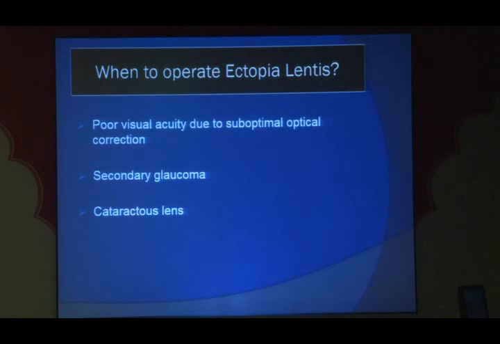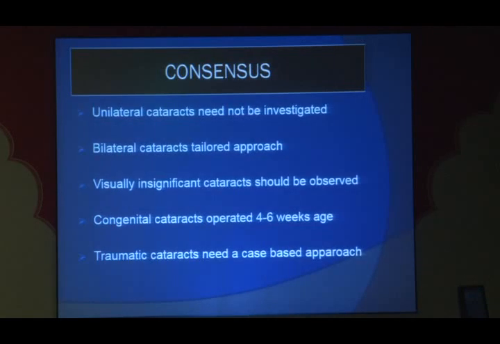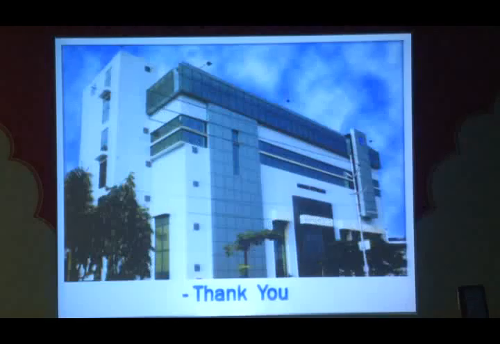Only when the refractive error cannot be corrected using glasses or contact lenses, or the child has secondary glaucoma or a cataractous lens, do these cases need to be operated. So the consensus is that not all unilateral cataracts need to be investigated. Bilateral cataracts need a very tailored approach. Visually insignificant cataracts should be observed. Congenital cataracts are best operated between 4 to 6 weeks of age. Traumatic cataracts need a more case-based approach. Thank you.